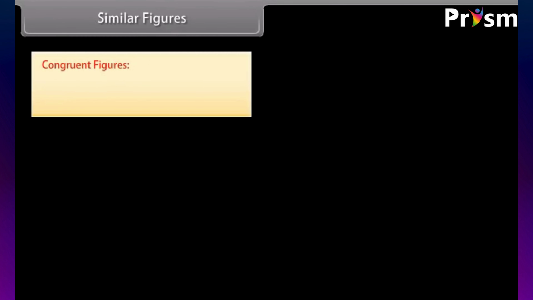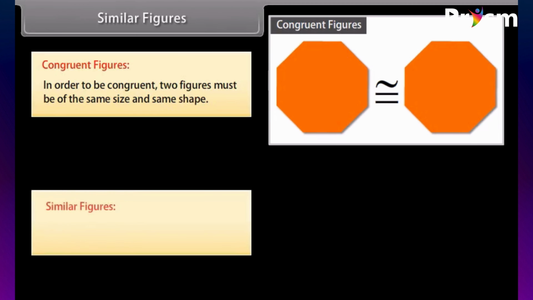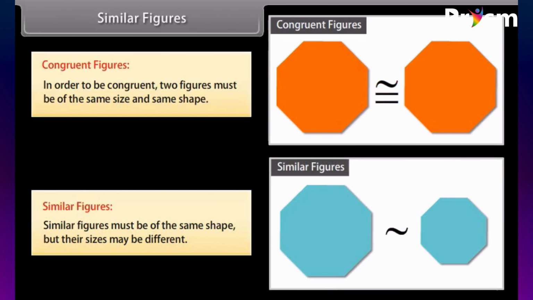Similar figures. Congruent figures. In order to be congruent, two figures must be of the same size and same shape. Similar figures must be of the same shape, but their sizes may be different. This is the symbol that means similar.